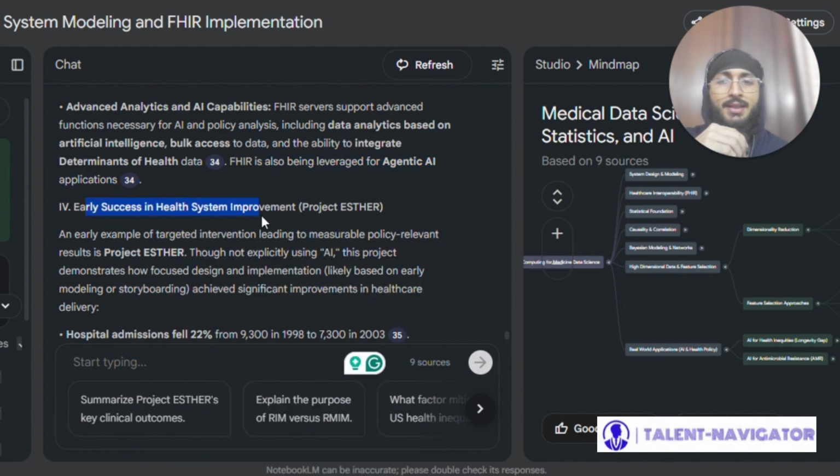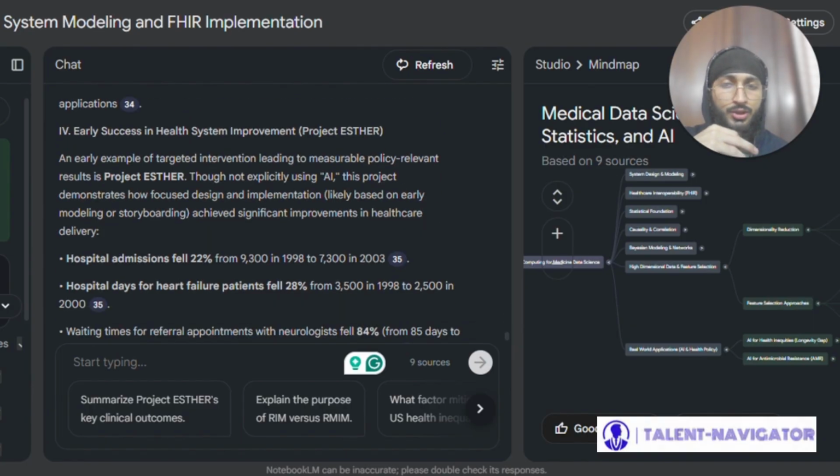Then early success in health system improvement, Project Esther. An early example of targeted intervention leading to measurable policy-relevant results is Project Esther. Though not explicitly using AI, this project demonstrates how focused design and implementation, likely based on early modeling or storyboarding, achieved significant improvements in healthcare delivery.